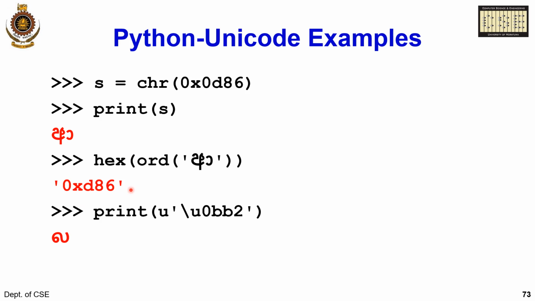To print a Unicode character, instead of using chr, we can directly type the Unicode like this. So print, then u, we are saying it's going to be a Unicode value, and this escape symbol with u also tells it that we are passing a Unicode value, and the actual Unicode value is 0BB2, which corresponds to the letter L in the Tamil script.